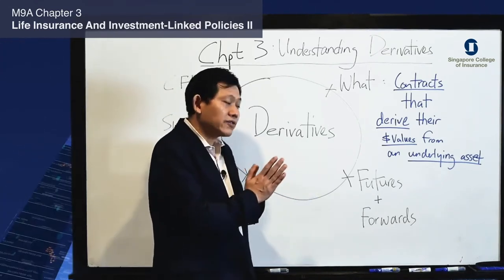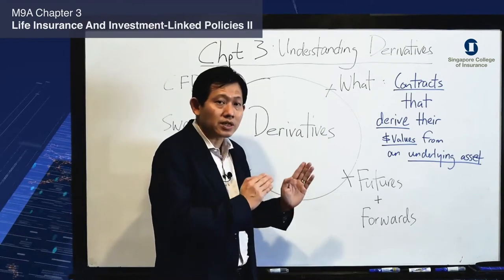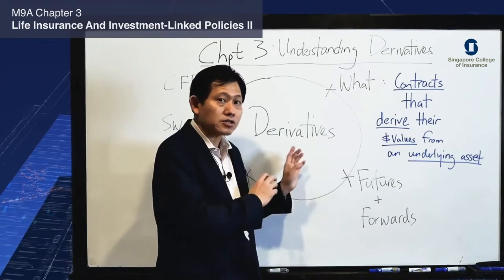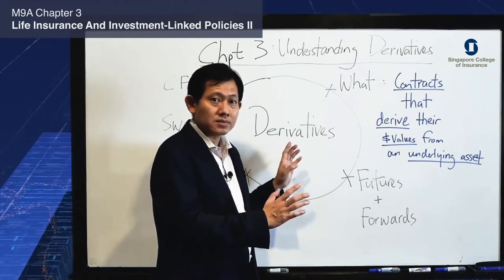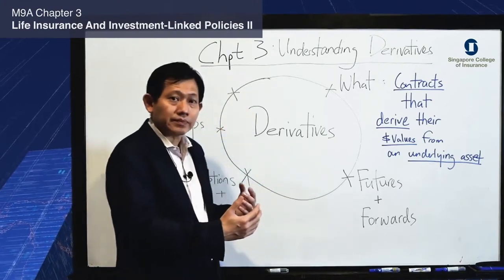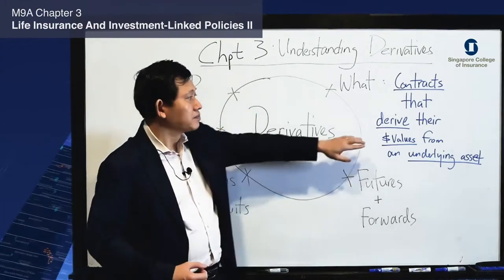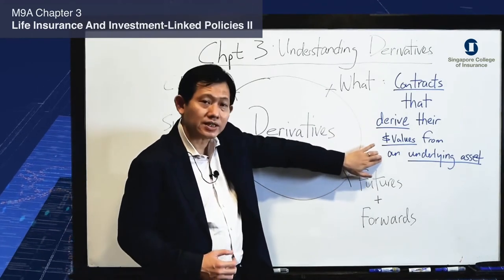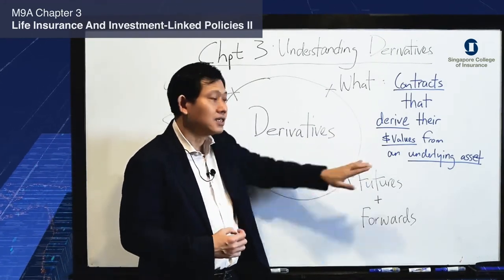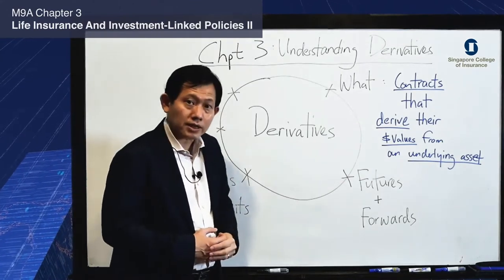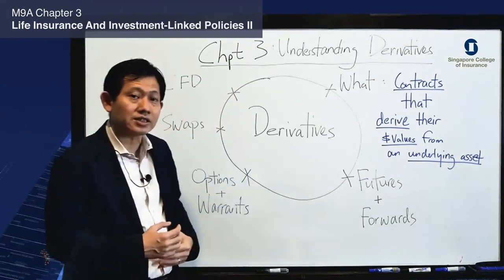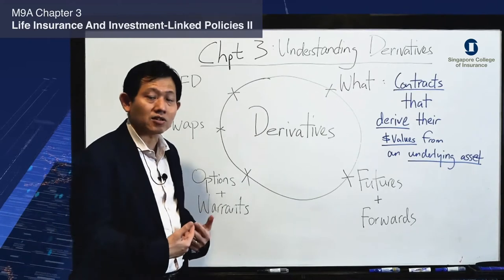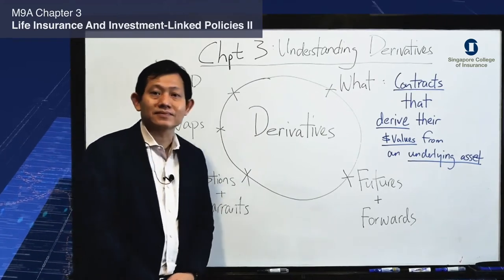Alright, so derivatives are highly flexible legal contracts that bind two parties over a period of time. And they derive their financial value from the underlying assets. It's a very unique financial product. But we have to study in detail the strengths and also the weaknesses of derivative contracts.